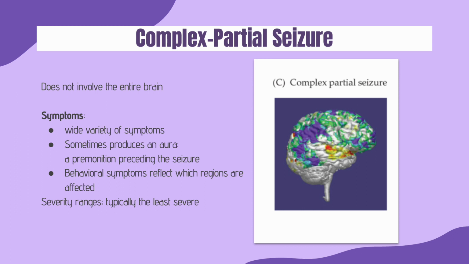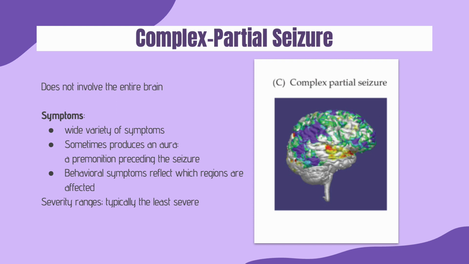And the last type of seizure I'll be talking about today is the complex partial seizure. The complex partial seizure is a focal seizure, meaning that it does not involve the entire brain, unlike the last two that I talked about. Instead, it focuses in on a specific region in the brain, and an interesting thing about this kind of seizure is that the symptoms people experience correlate to the brain region that it is affecting.